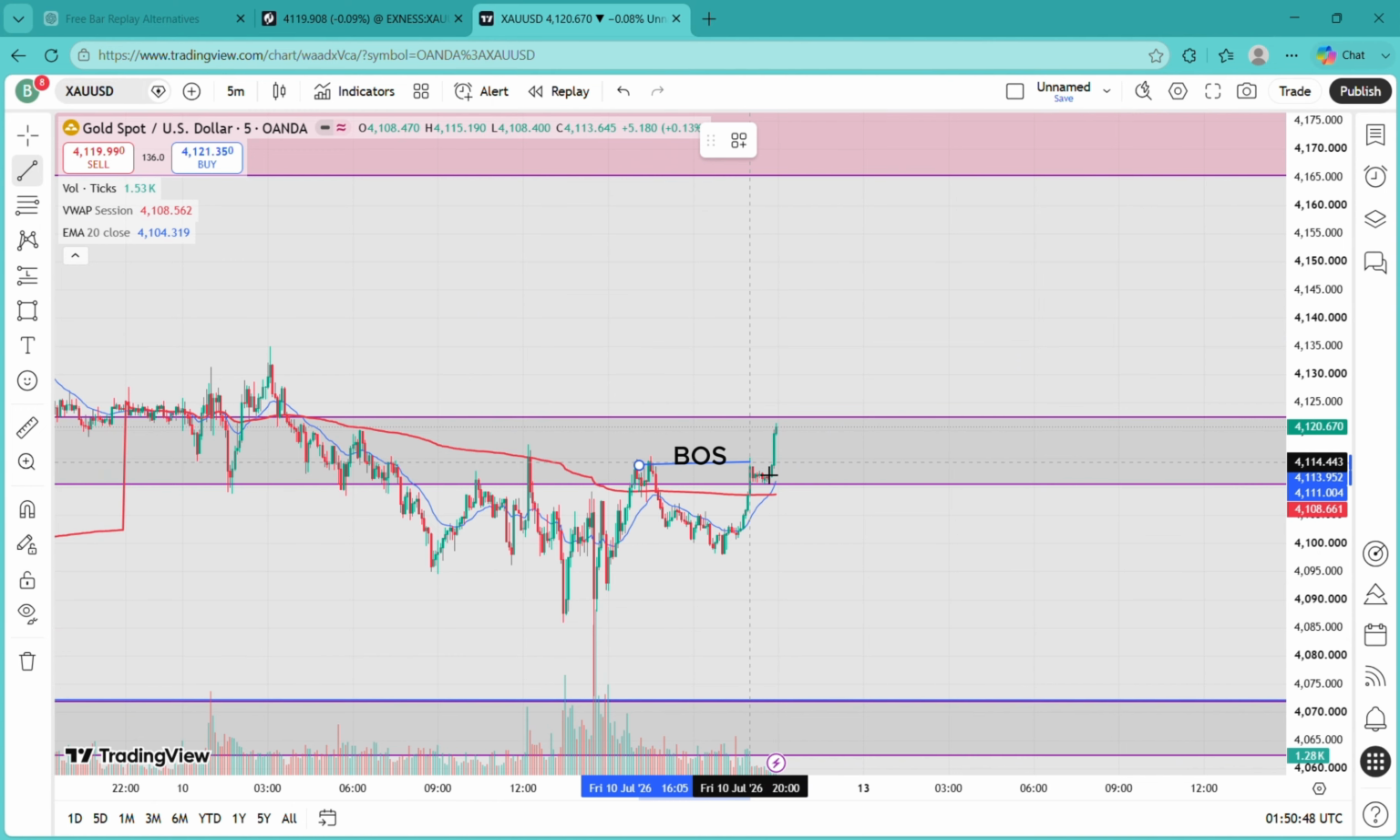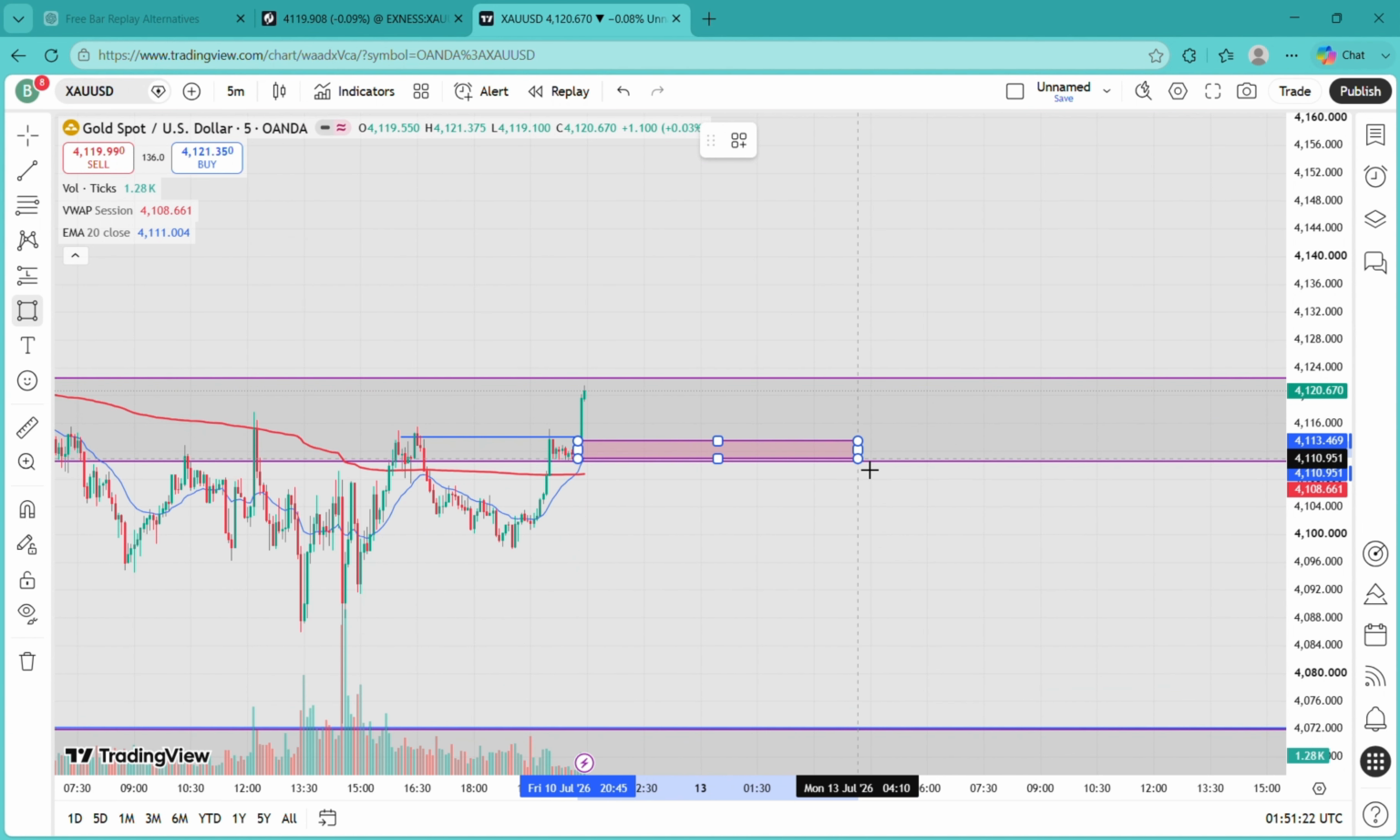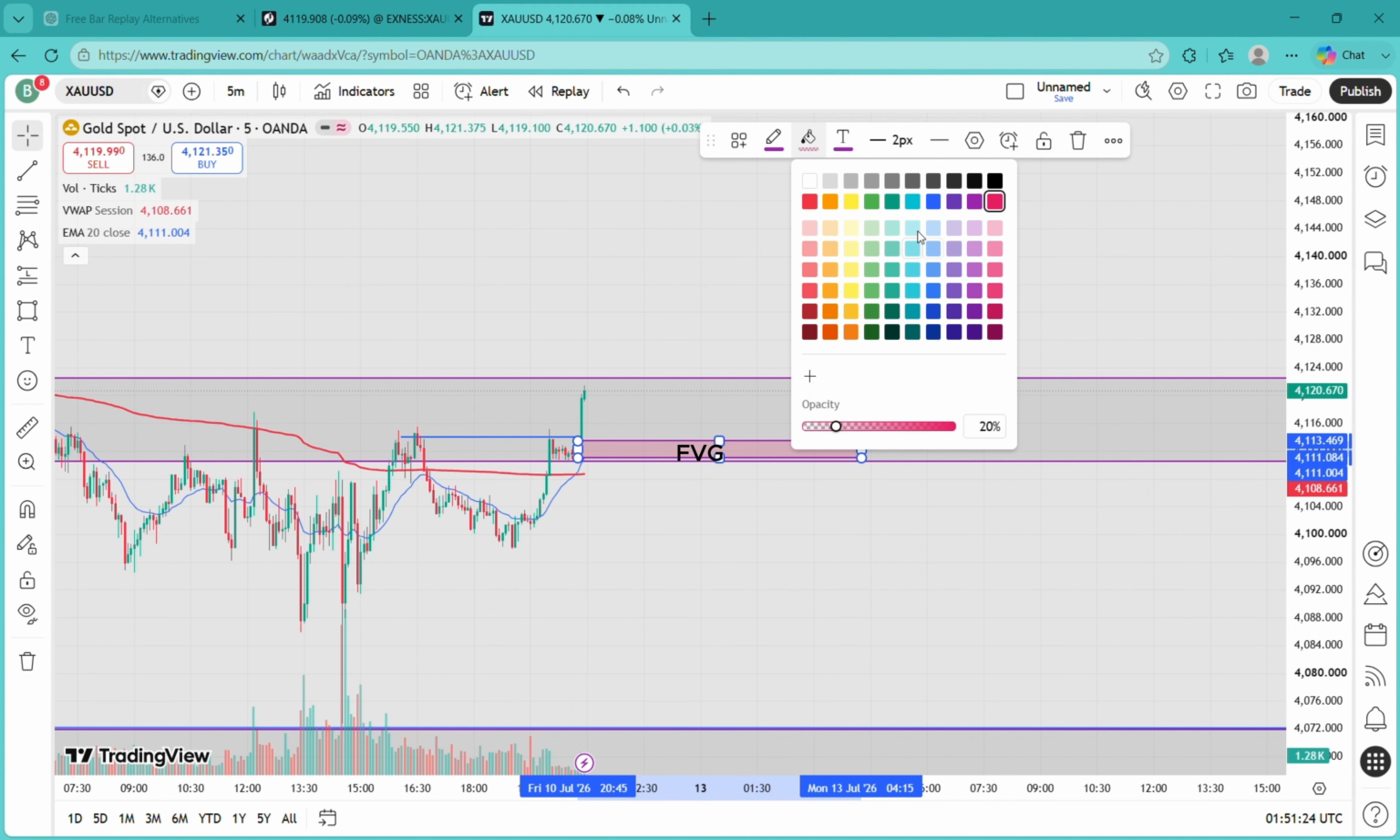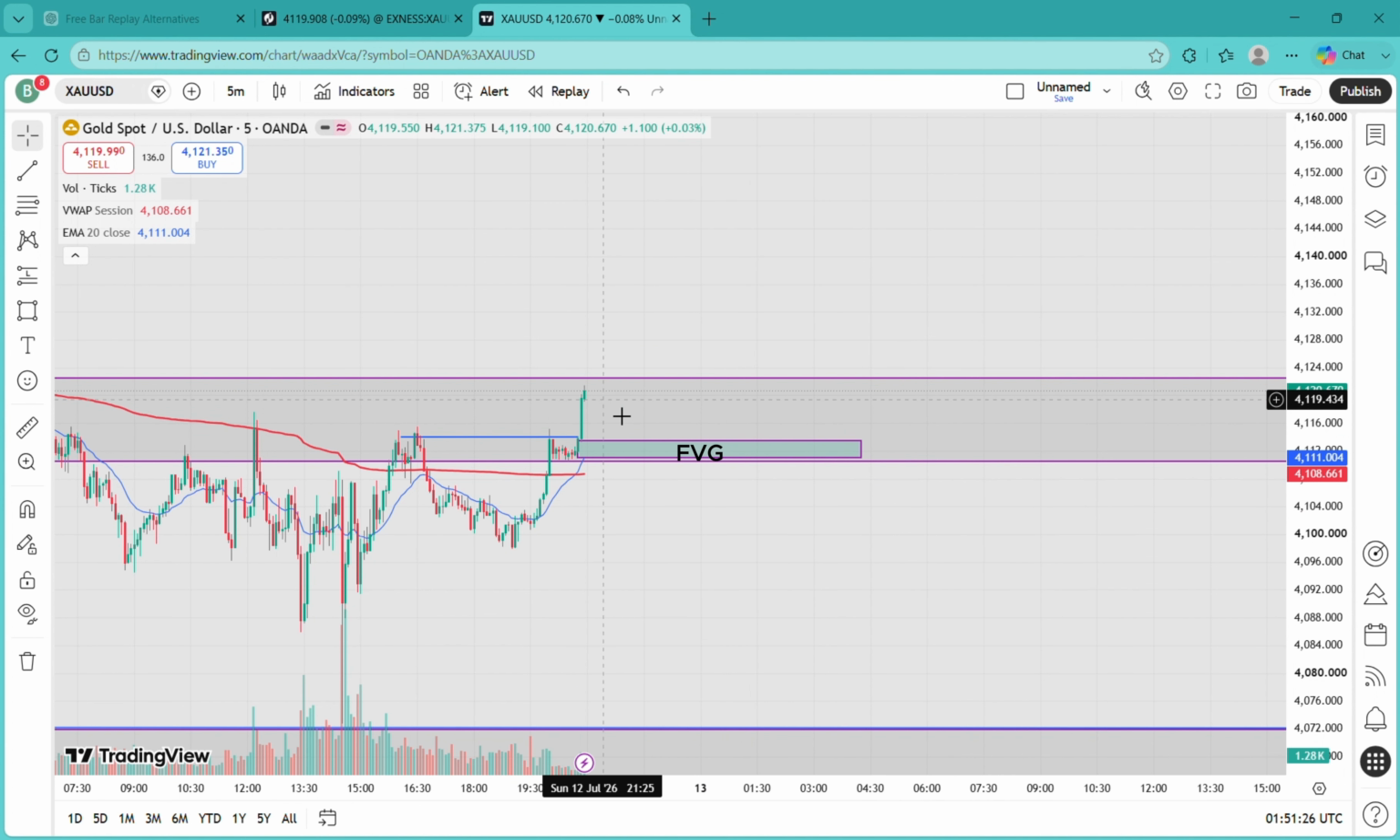There is a break of structure right here, but you will not enter on this breakout. Do not enter on a breakout, guys, because it's not really good to enter. So we will wait for the retest right here since we have our fair value gap right here, another skill that you need to master. So we will wait for the price to go back here, and that's our signal to enter. That's the basic skill you need to master, and experience matters, guys.